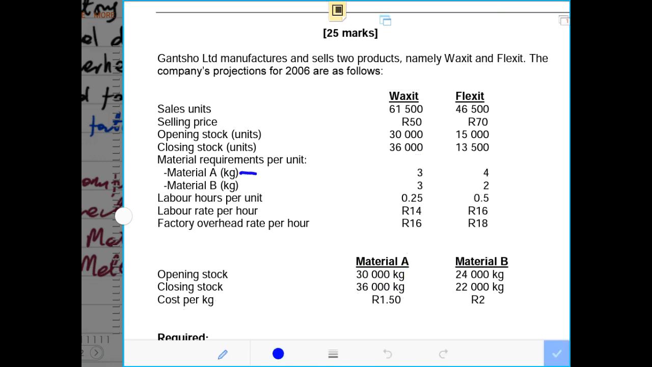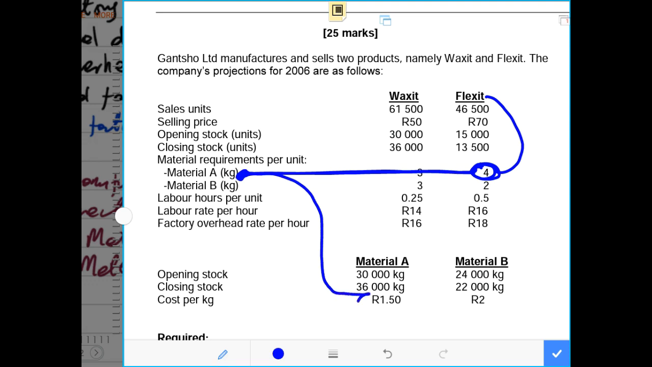And here is material A, and these are the 4 kgs of material A that are needed to produce the product worksheet. However, material A is costing R1.50. The cost of material A is still R1.50, and there's material A.